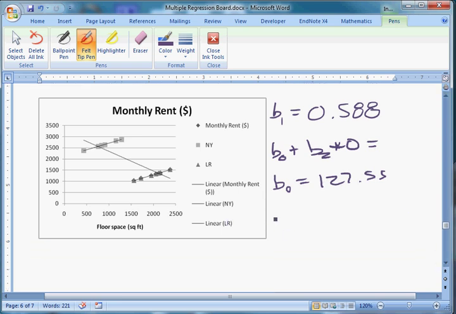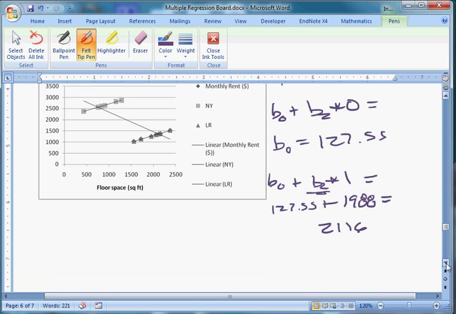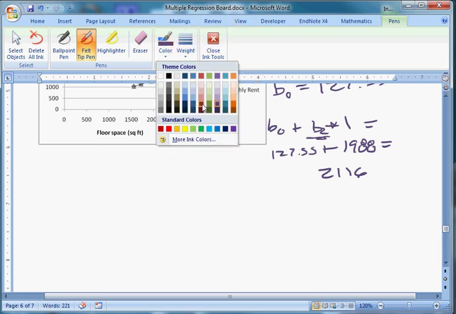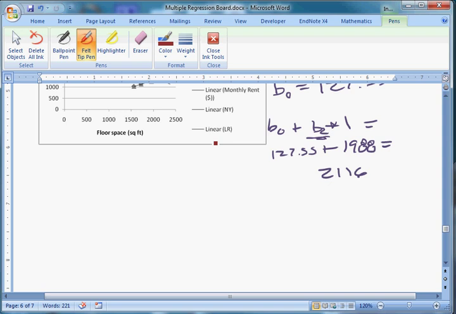For New York, however, we now have an intercept of B0 plus B2 times 1, which equals 127.55 plus 1988, which equals 2,116 roughly. So let's look a little bit more at this interpretation. B2 then becomes sort of an estimate of the markup for living in New York. And when we have a model like the one I built, we are essentially assuming that there's a fixed relationship between floor space and rent, but then there's also a fixed markup for living in New York.